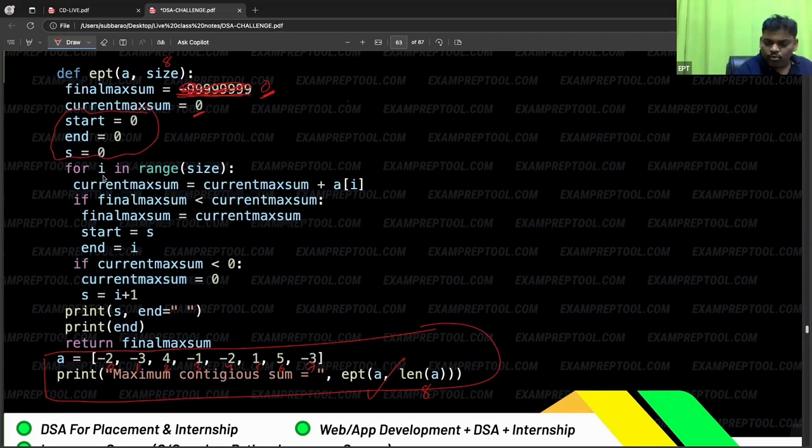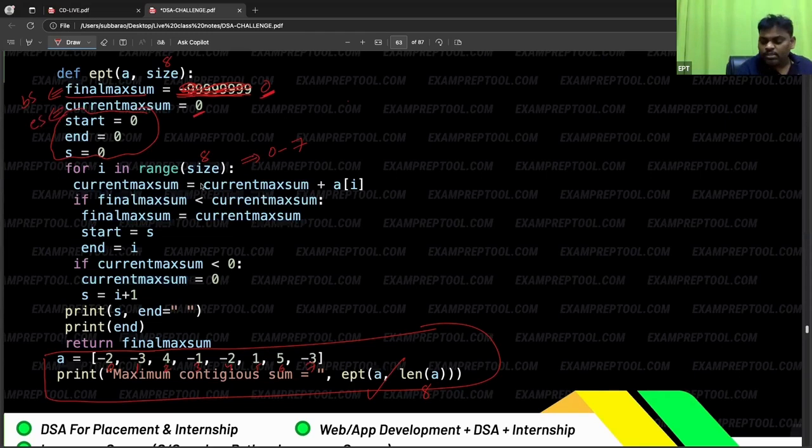Now the loop is going on. Range of size, size is 8. Range of 8 means 0 to 7. The for loop is going on 0 to 7 times. Every time, this current sum. Final sum is the final one, meaning final sum means best sum. Current sum means every time sum.